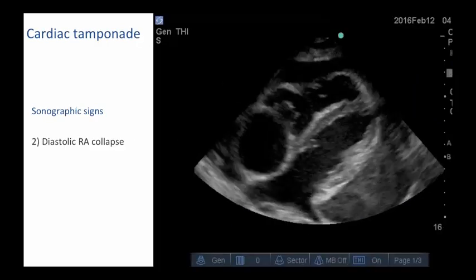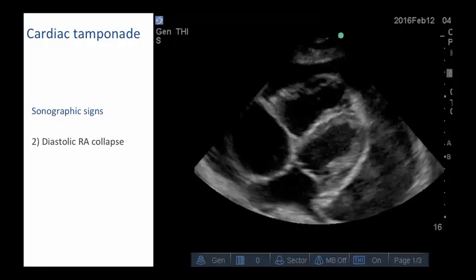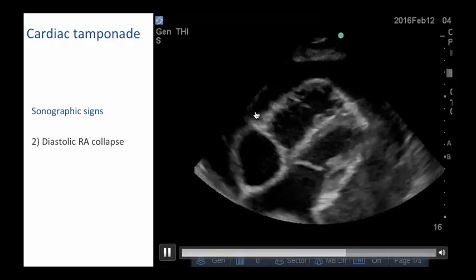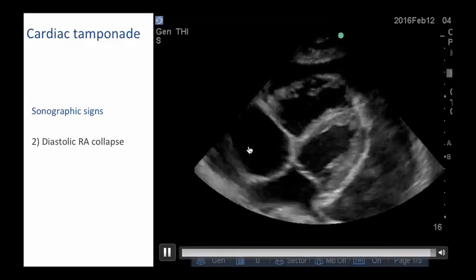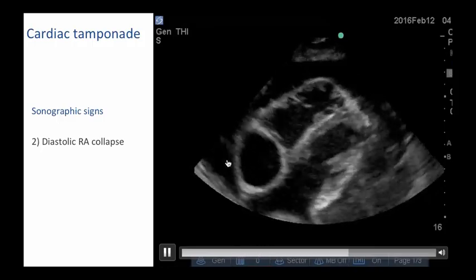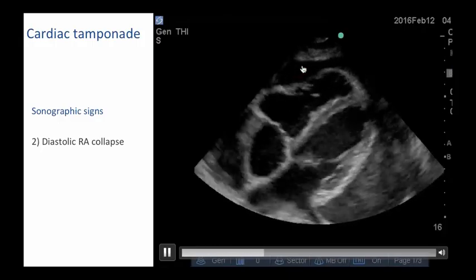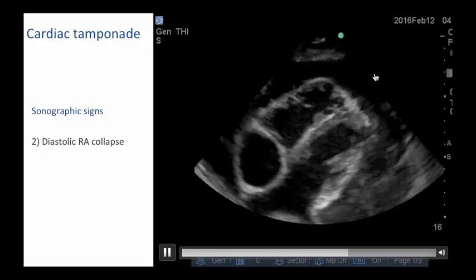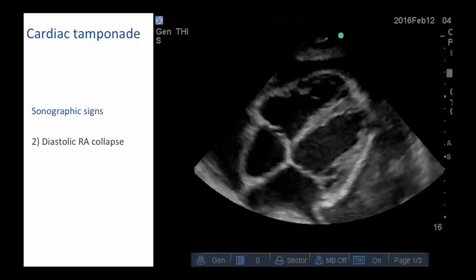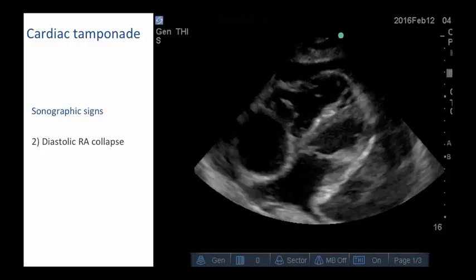The next thing you want to look at is the right atrium wall. And you can see here in this video clip that the right atrium is moving inwards, changing with the respiratory cycle, and that moving inward is due to the increased pressure on the outside in the pericardium, which compresses the wall inwards. So diastolic right atrium collapse is one sign.